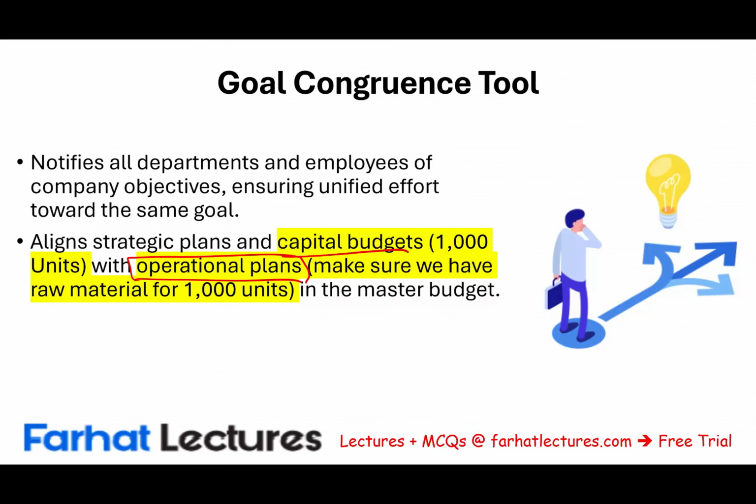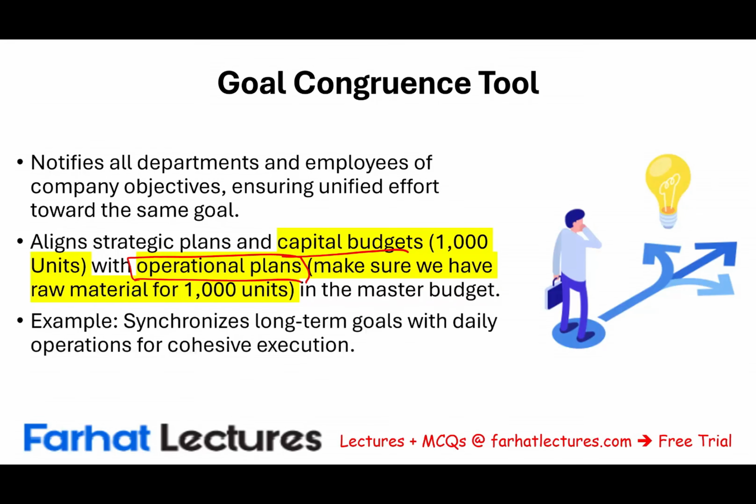So if we're selling 1,000 units in the capital budget, we need to give resources and tell the people on the lower level, we are going to give you resources to meet this budget and the master budget. So there's a goal congruence. There's synchronization of goals. Everyone is working in the same direction. Long-term goals with daily operation for cohesive execution. So what the upper people want, same thing as the middle people, same thing as the lower people, and the budget can communicate this information and provide resources.